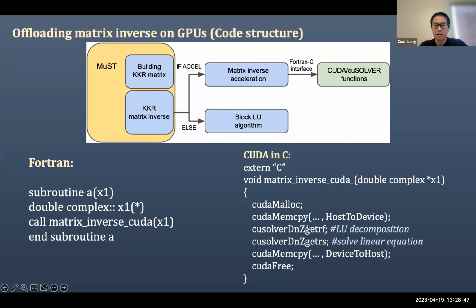In the C part, there are four kinds of operations. Firstly, we need to allocate the GPU memory. Then we copy data from CPU memory to GPU memory. Then we do the LU decomposition and solve the linear equation to inverse the matrix using cuSOLVER functions. Then we copy the calculated data from GPU memory back to CPU memory.